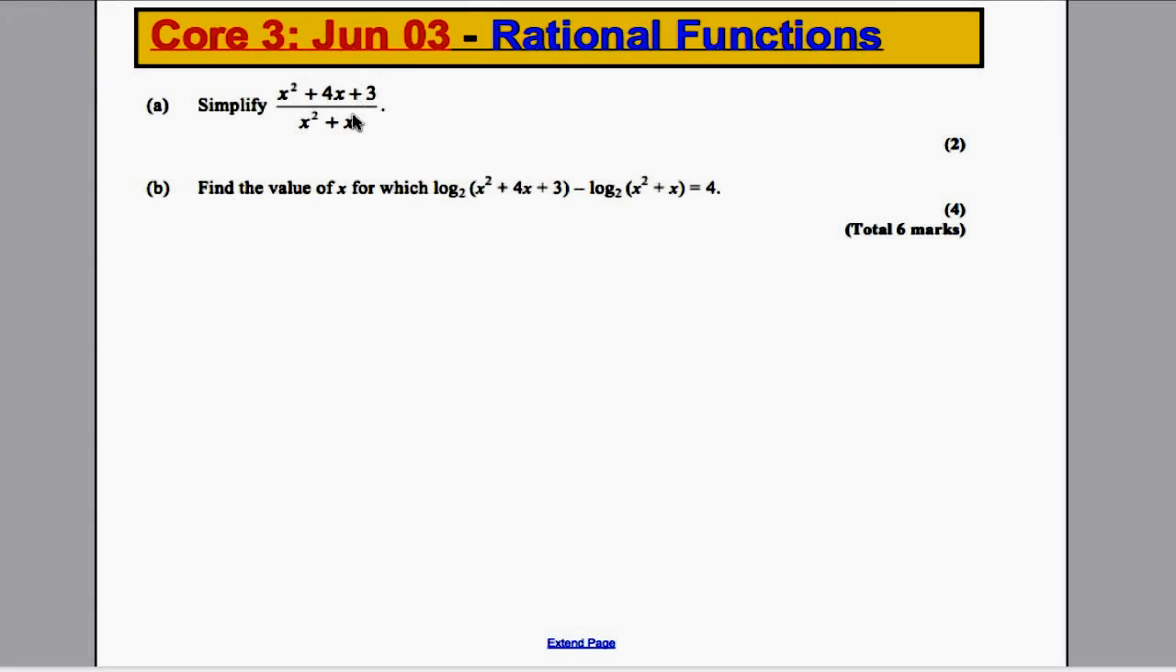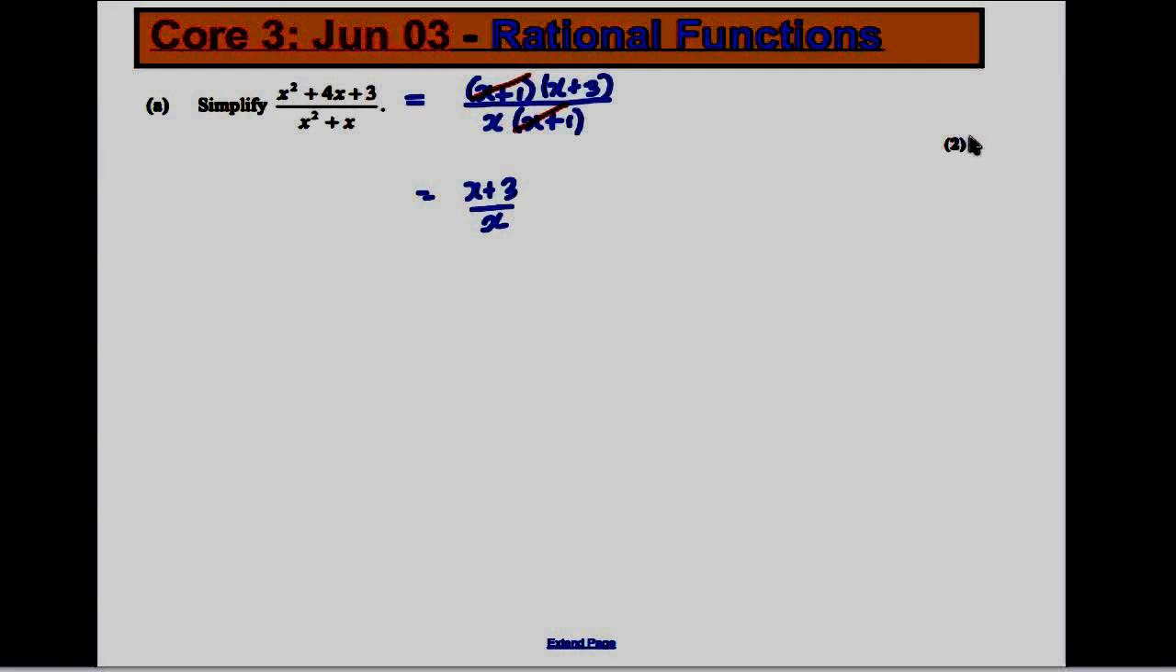We want to simplify this fraction here for 2 easy marks. And then we're going to solve a log question. So let's simplify. Always we simplify, factorise where possible. X plus 1, x plus 3, all over, the bottom factorises as x, x plus 1. Oh look, some magic happens. We didn't expect that, did we? The x plus 1s cancel, and we get ourselves x plus 3 all over x. Okay, simple. Simple 2 marks.